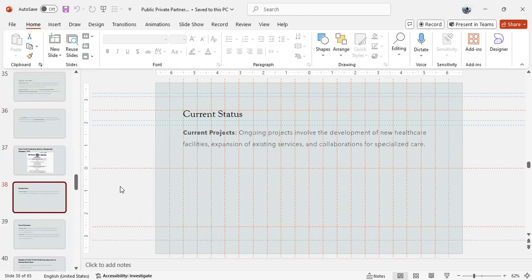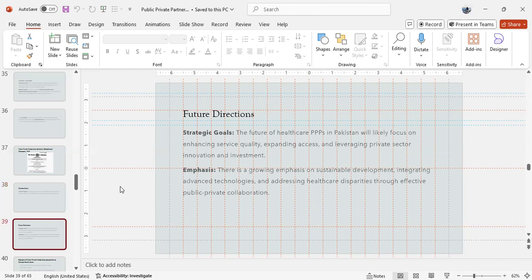Current status. Ongoing projects involve the development of new healthcare facilities, expansion of existing services, and collaboration for specialized care. Future directions, strategic goal. The future of healthcare public-private partnerships in Pakistan will likely focus on enhancing service quality, expanding access, and leveraging private sector innovation and investment. There is growing emphasis on sustainable development, integrating advanced technologies and addressing healthcare disparities through effective public-private collaboration.